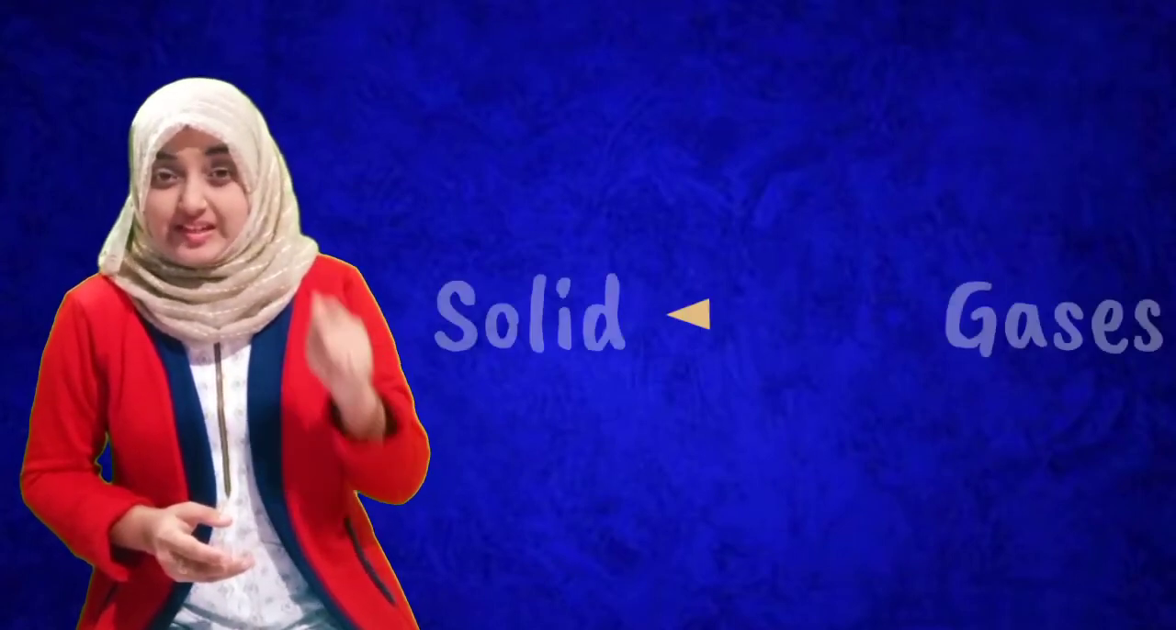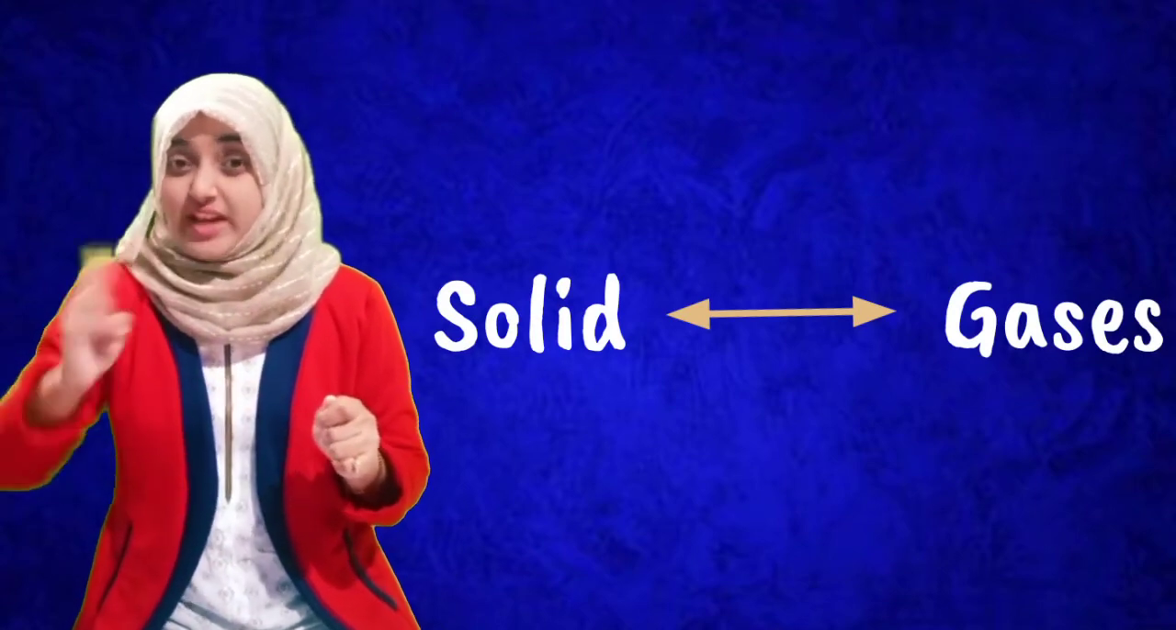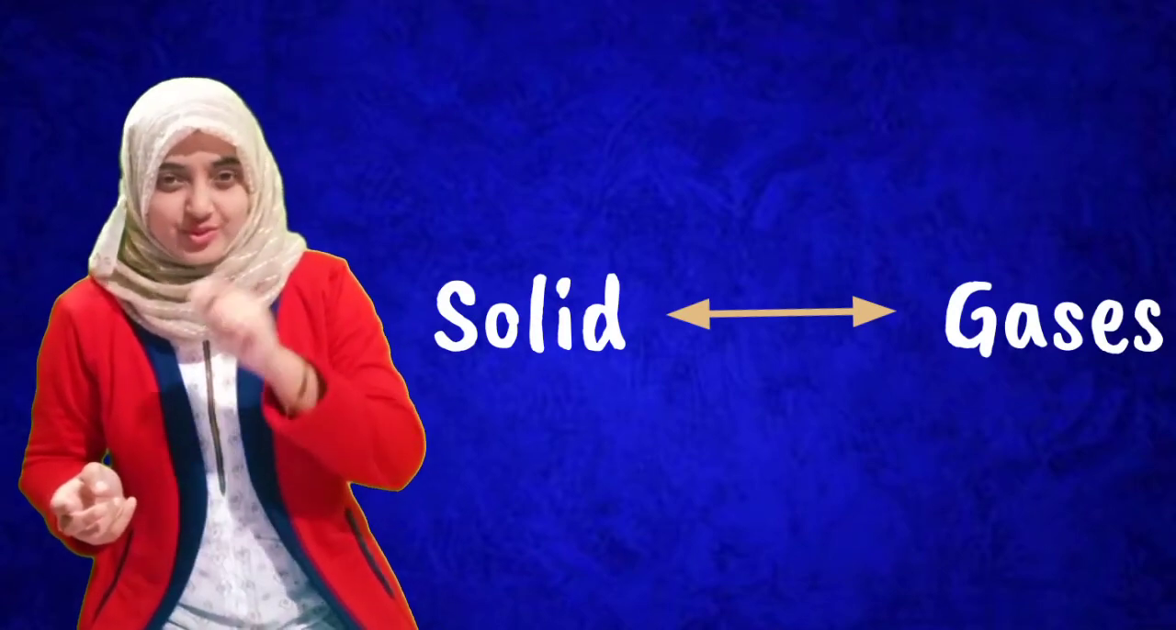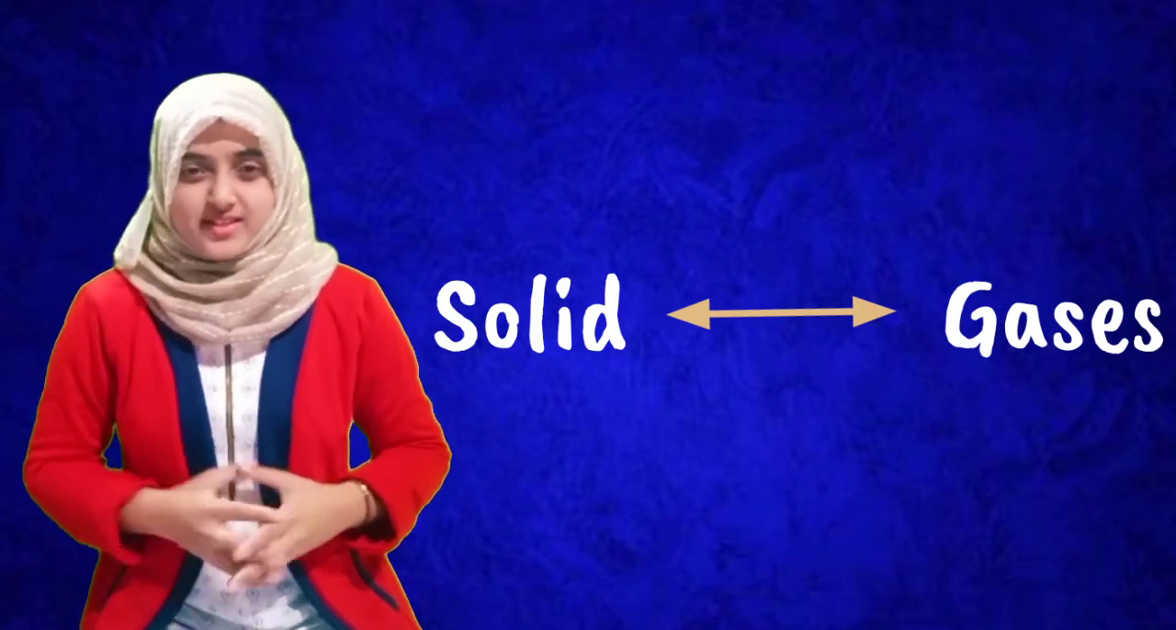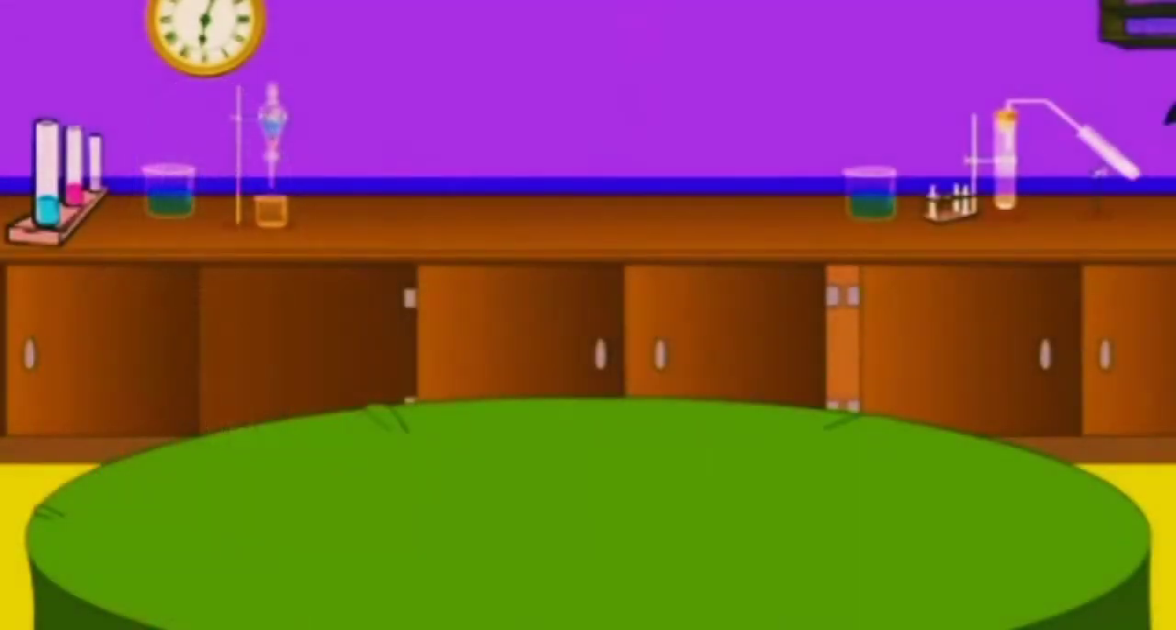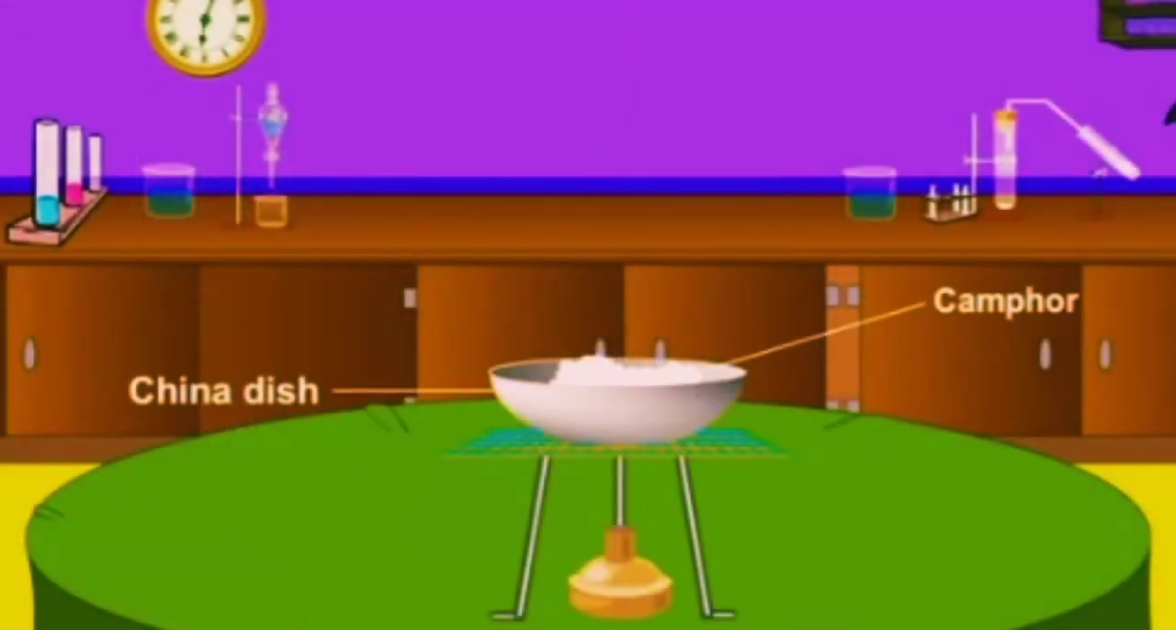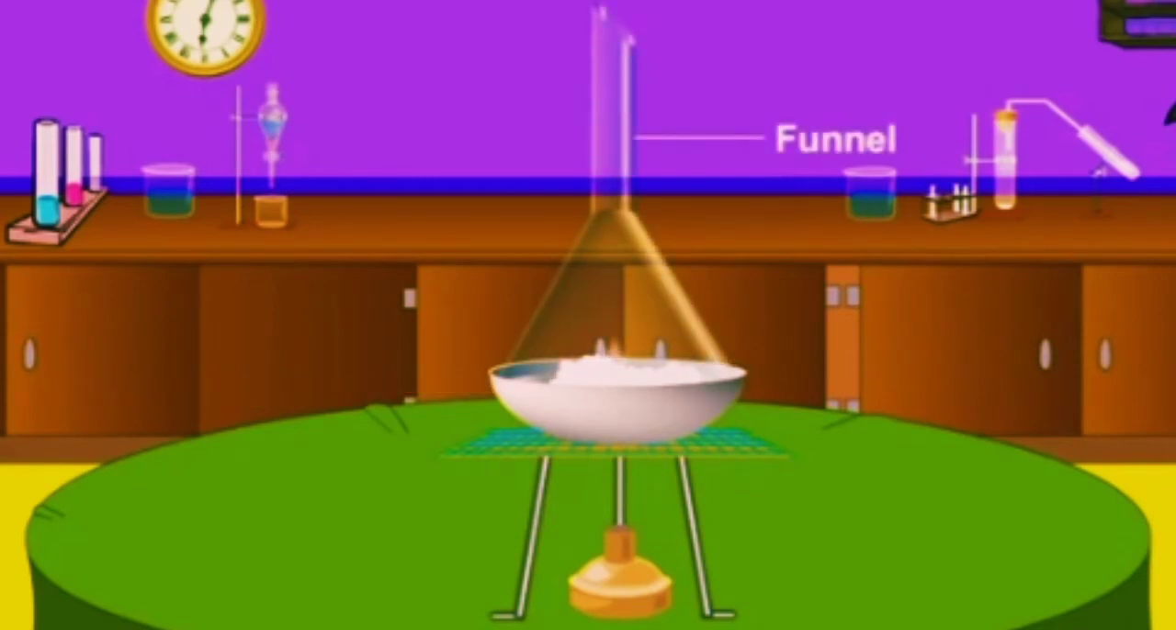But there are few substances that can be directly converted from solid state to gaseous state without getting converted into liquid, and vice versa. So let us perform another simple activity to check that out. Let us take camphor in a china dish and place an inverted funnel over it, and we will close the stem of the funnel with cotton. Now let's start heating it. After some time, we can notice that the camphor becomes vapor without changing to liquid.